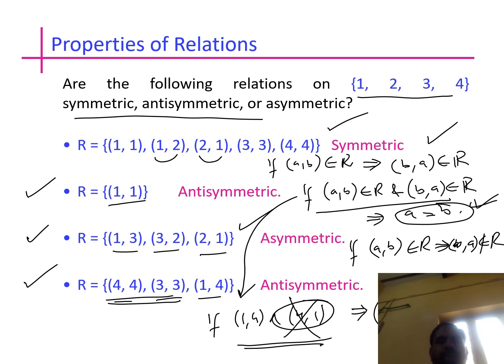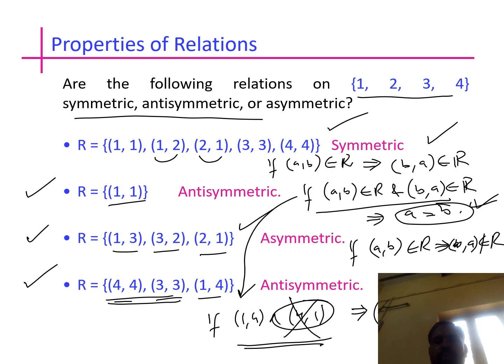So these are the properties of relations. Here we show them by examples. If R is (1,1), (1,2), (2,1), (3,3), (4,4), this is symmetric, because if (1,2) belongs to R, then (2,1) also belongs to R. So these belong to R.